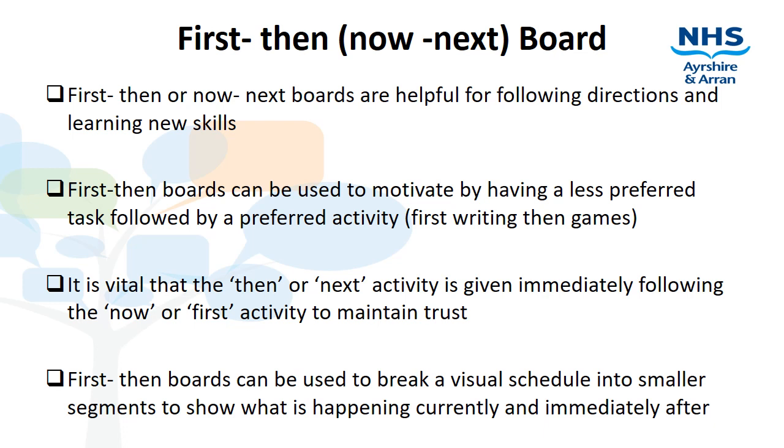So you could have a whole or a part day schedule for the whole class, and then an individual pupil can have their own now and next. So it has the same symbols showing what they need to do right now and what's going to happen afterwards, so they can work together.